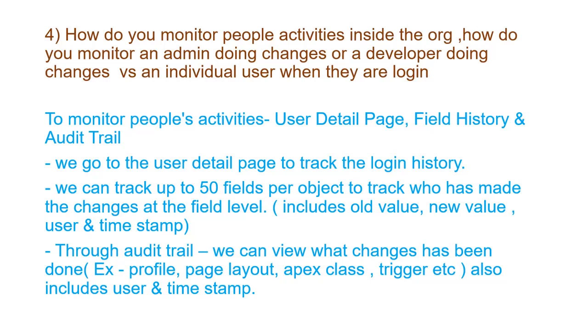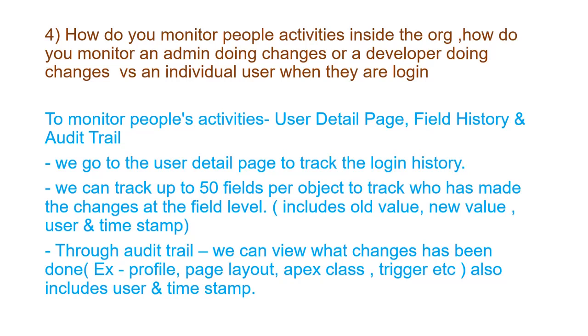So if you want to know the login history, we go to the user detail page to track the login history. If we are interested in field history, we can enable field history on an object, and we can track up to 50 fields per object to track who has made the changes at the field level. So this also includes old value, new value, user details, and the timestamp when it was done basically.